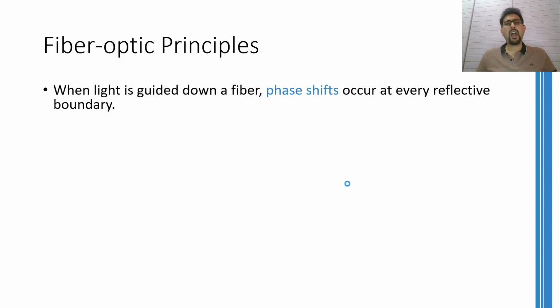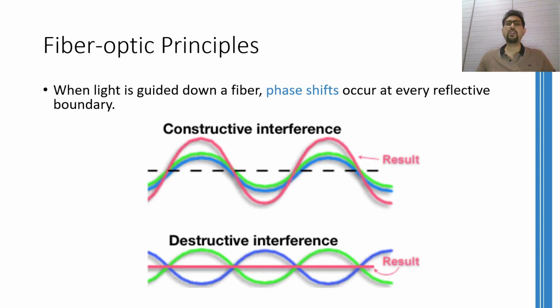Now let us talk about how light travels inside the fiber optic cable and what the principles related to that are. Whenever light is guided down a fiber optic cable, at every reflection there is going to be a phase shift. You can imagine that by considering a sine wave colliding with a wall and reflecting back. Its phase is going to change. Now, depending on the phase change, the reflected wave might constructively interfere with the incoming wave or destructively interfere. A similar thing is happening in the fiber optic cable as well.